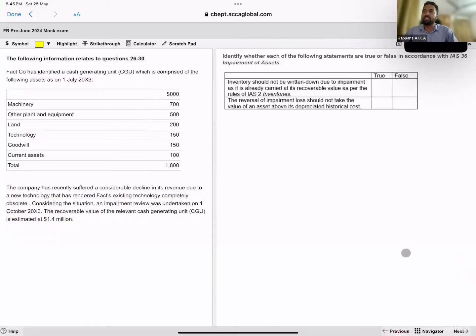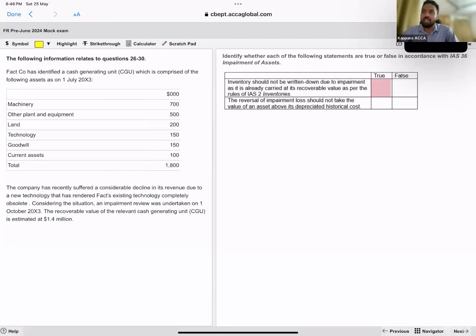Again, a narrative-based question. Identify whether each of the following statements are true or false in accordance with IAS 36, impairment of asset. Inventory should not be written down due to impairment as it is already carried at a recoverable amount as per IAS 2. That is true. Inventory will be carried at cost or NRV, whichever is lower. So if NRV is lower, the asset will be shown as per IAS 2 NRV, the estimated selling price.